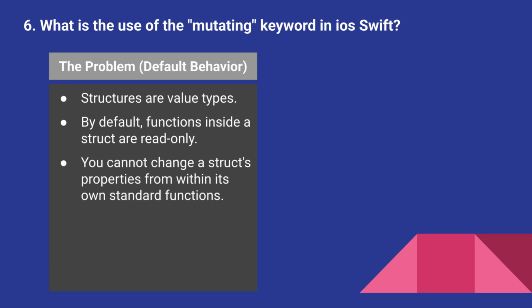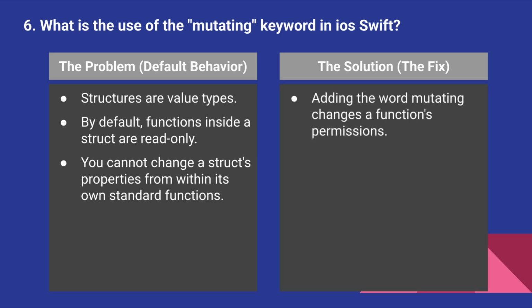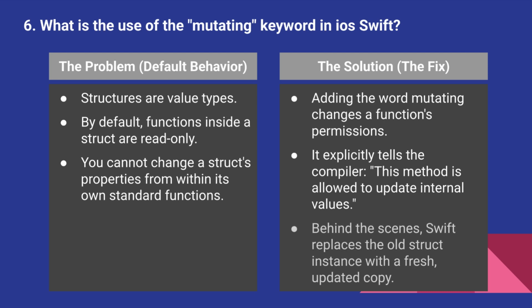To bypass this restriction, Swift gives us the mutating keyword. By placing mutating right before your function name, you explicitly tell the compiler that this specific method has permission to alter the struct's internal state. Remembering that mutating grants write access to value types is a perfect, bite-sized answer to ace this interview question. Let's look at a clear example.